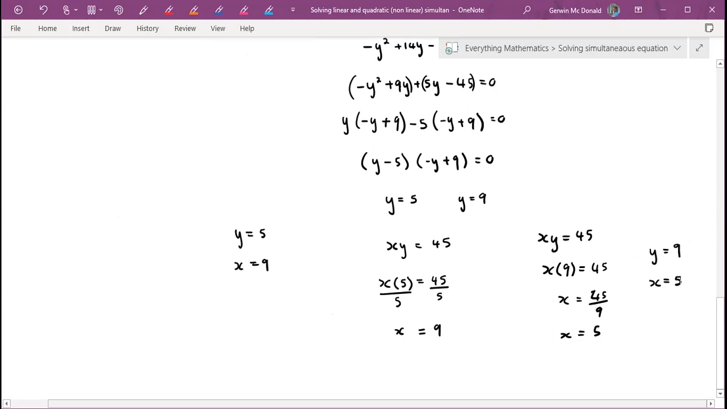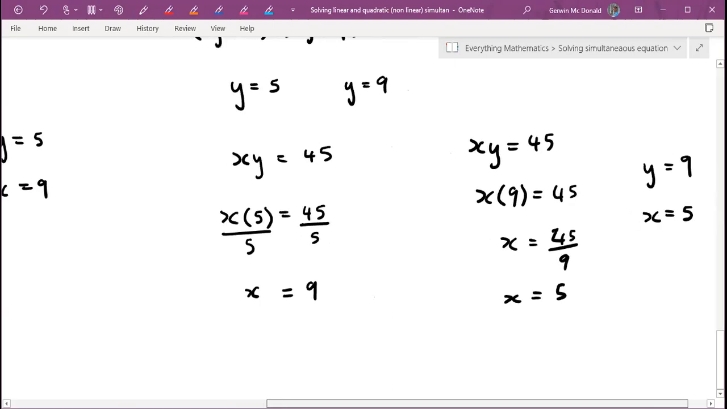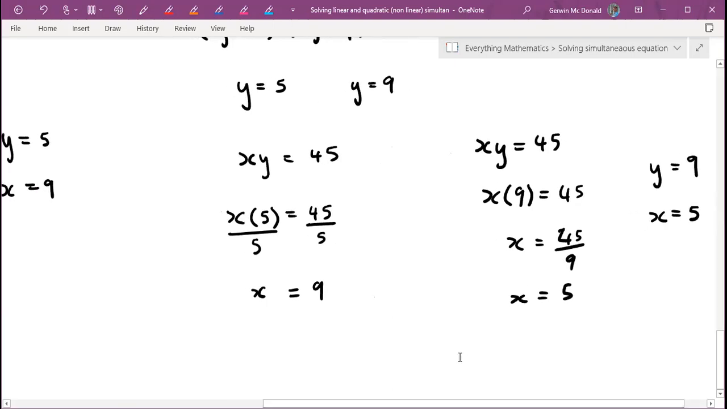So again, the essence is that you substitute for either x or y, you plug it into the other equation, and then you solve. Whatever you get, you solve for it, and then you put it back into the other equation to find the other missing value. So I trust that was clear enough.